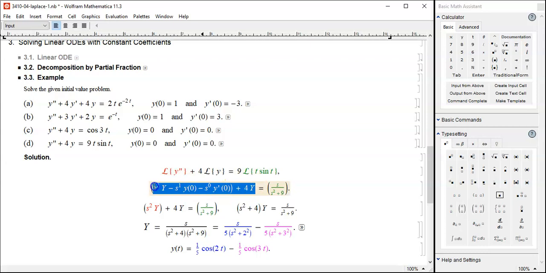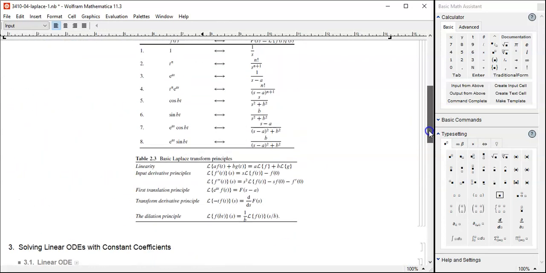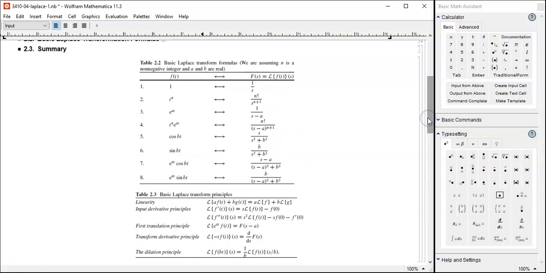Left-hand side is the same, but of course this is wrong. I did 9, by the way. And this is wrong. I have to find the Laplace transform of t sine of t. Okay, let's go to the summary. Where do we have t sine of t?